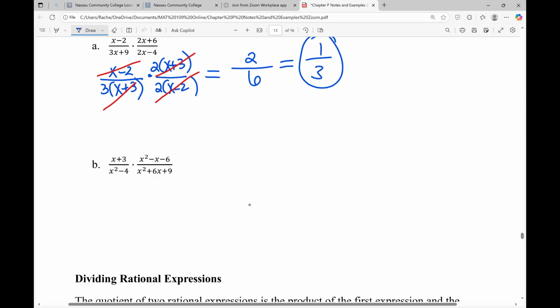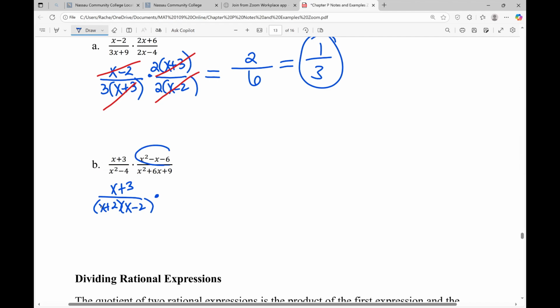Let's do one more example. So B, we have x plus 3 over x squared minus 4 times x squared minus x minus 6 divided by x squared plus 6x plus 9. So let's do the same thing that we did in part A. Let's factor any numerator and denominator that we can. x plus 3 can't be factored any further, so I'm going to leave that as x plus 3. But my denominator, x squared minus 4, that's a difference of 2 squares. That's going to be x plus 2 times x minus 2.